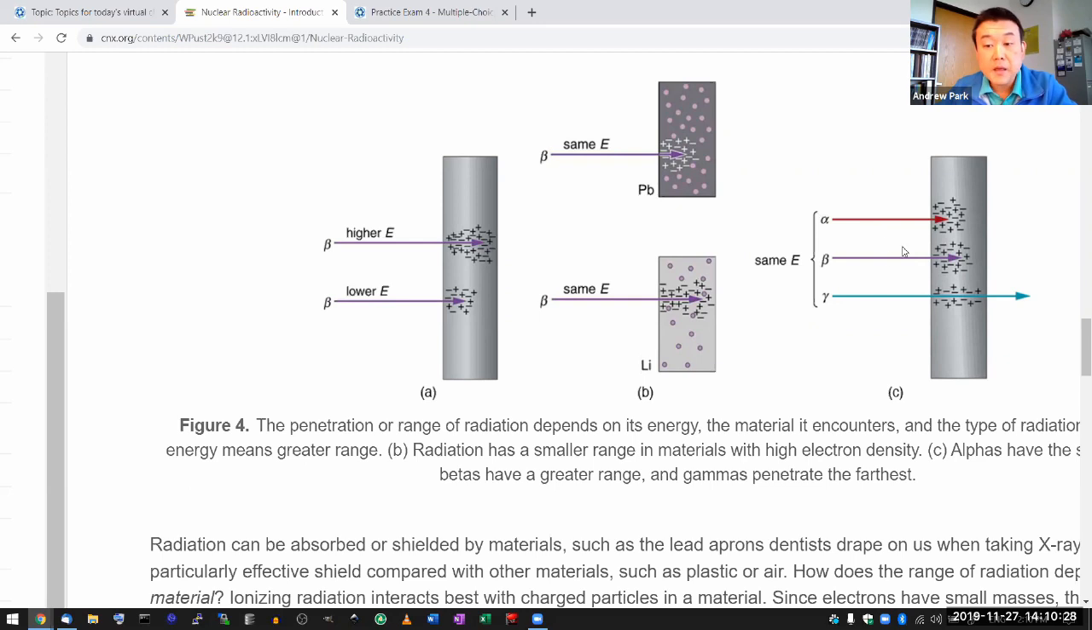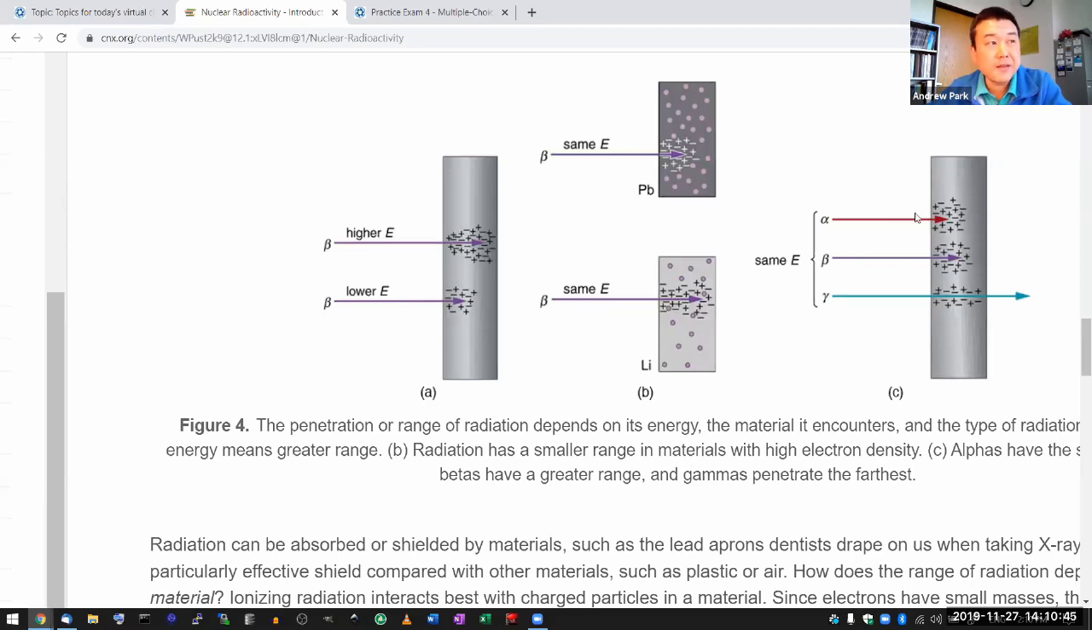Beta radiation is more penetrating than alpha radiation, but usually the typical shielding for beta radiation is a plastic plate. About an inch thick acrylic is a good way to block many of the low energy betas.